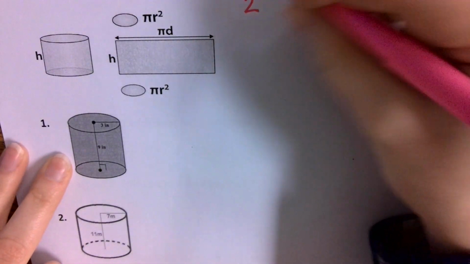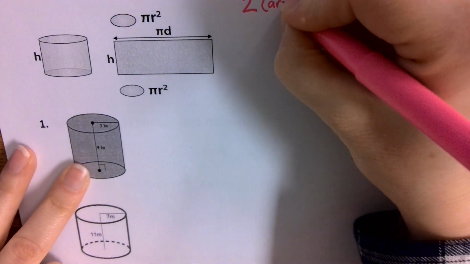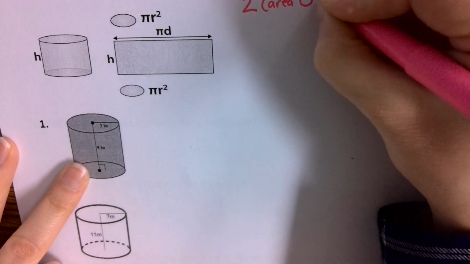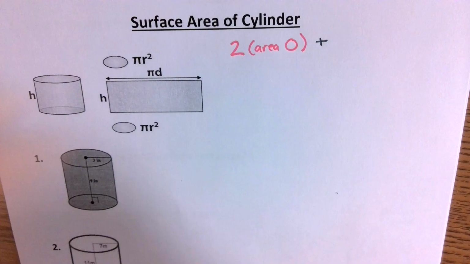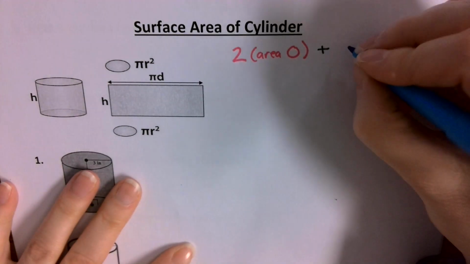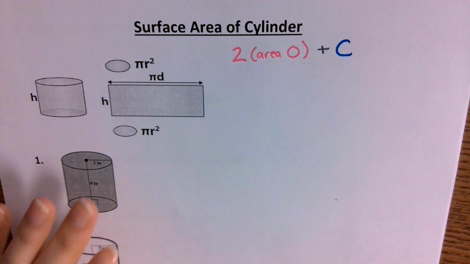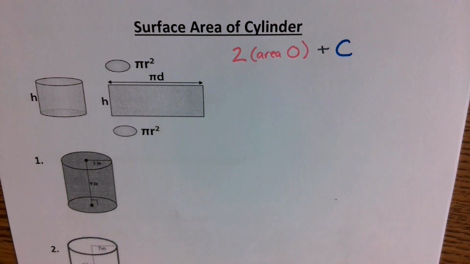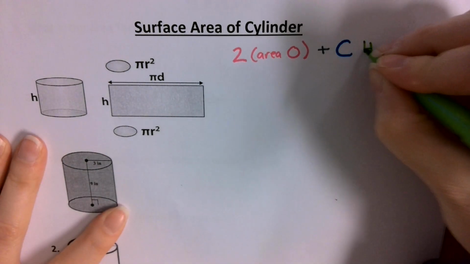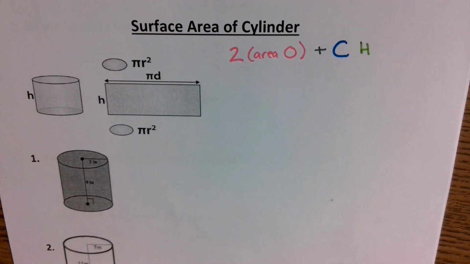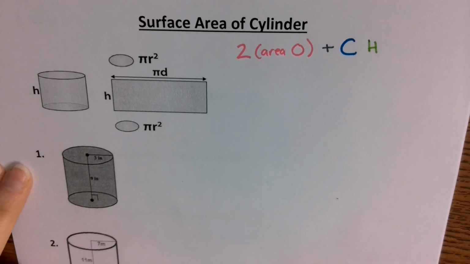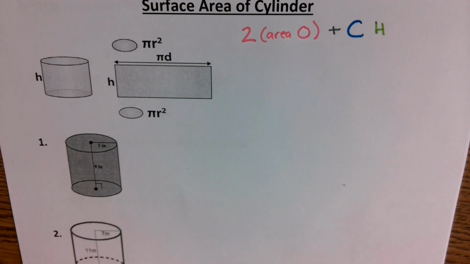So we have two base areas, and then the circumference happens to represent the base of our rectangle, and then the height of the cylinder represents the height of the rectangle that is wrapped around to form that cylinder shape. So that's where you're going to get these two values here together. So again, we're going to do 2 times the area of our circle plus, we're going to now take our circumference, C, and we're going to multiply it by the height of the cylinder. Okay?